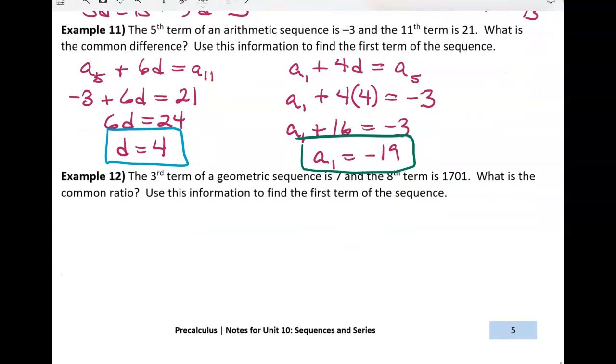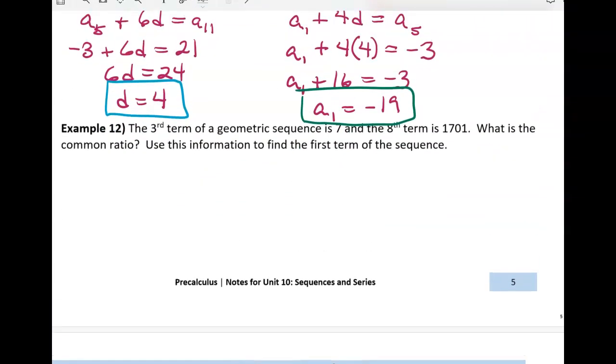All right, let's try something similar with a geometric sequence. So in this one, the third term of a geometric sequence is 7, and the eighth term is 1701. So if we're going from the third term to the eighth, we're going to have to multiply, since this is a geometric sequence. But we're going to multiply by r 5 times, to get from the third to the eighth term. So a sub 3 times r to the fifth is a sub 8. Notice the difference between 8 and 3 is 5. That's the exponent of r.